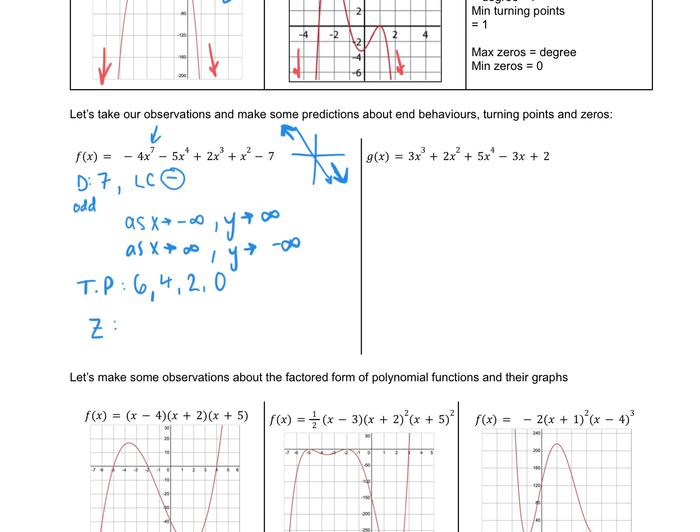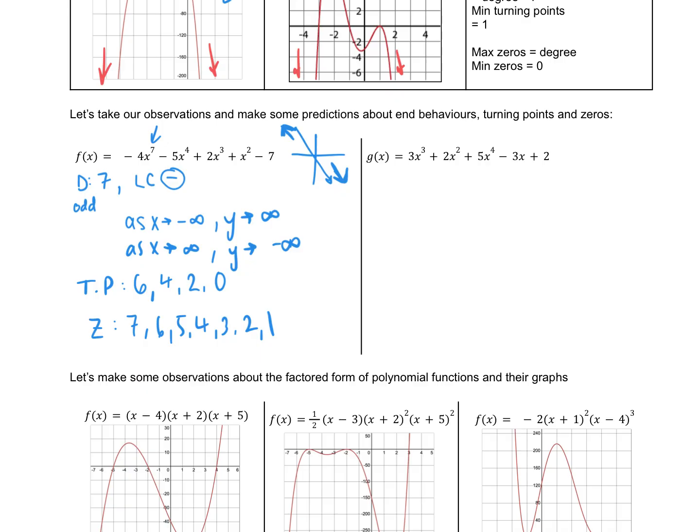For my zeros, I could have 7, 6, 5, 4, 3, 2, 1. I need at least 1 zero because I do have to cross the x-axis because of those opposing end behaviors. Okay. Next one, don't automatically look at the first term.